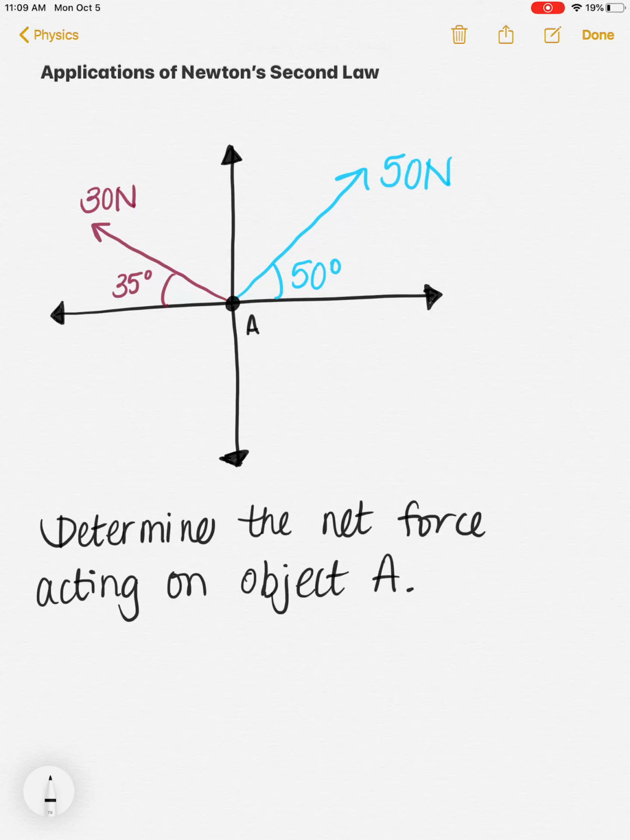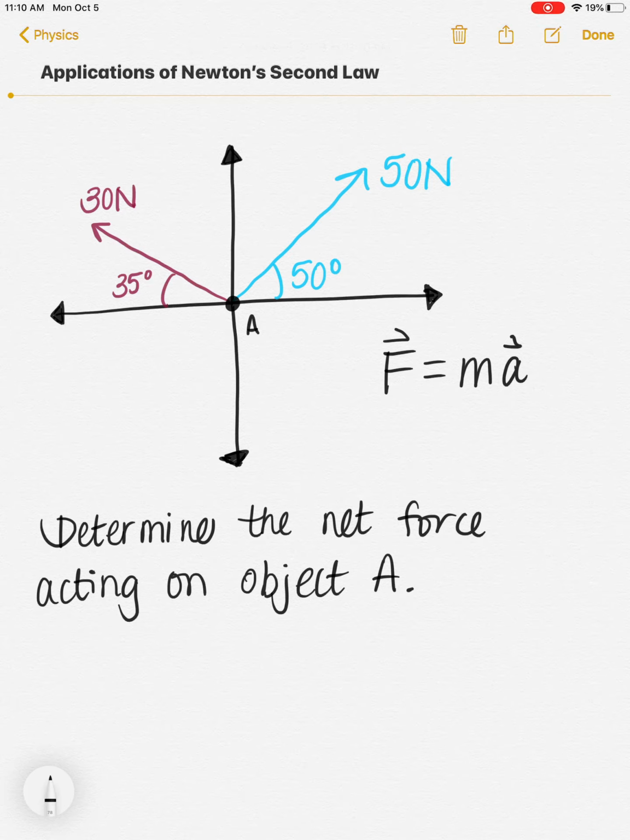Hello, today we are going to work on merging together what we know about resolving vectors into Cartesian and polar coordinates with what we have learned about Newton's laws of motion. So let's begin by writing the formula for Newton's second law of motion. According to Sir Isaac Newton, the force applied to an object will be equal to the mass times the acceleration.